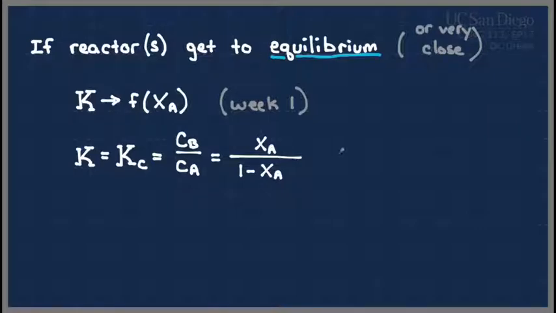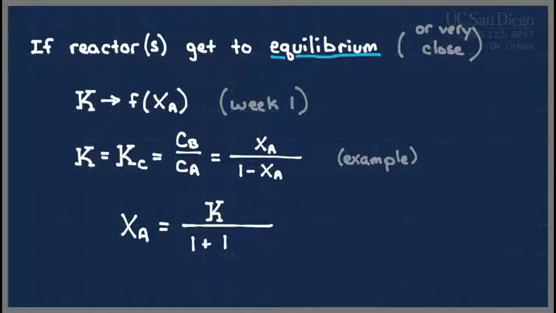This is just an example. This is not always the case, right? You would have to solve that in whatever manner that you did in week 1. But this is an example of what I'm talking about, how you can move back and forth between Ks and conversions. It's doing stuff like this that we had practiced in week 1. The reason that that can be helpful is because you can rearrange this and solve for the X and get something like, if it were this particular example, X is equal to K over 1 plus K.